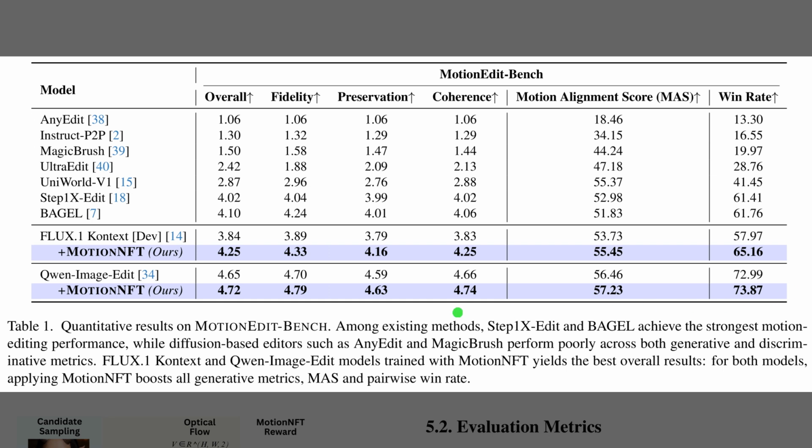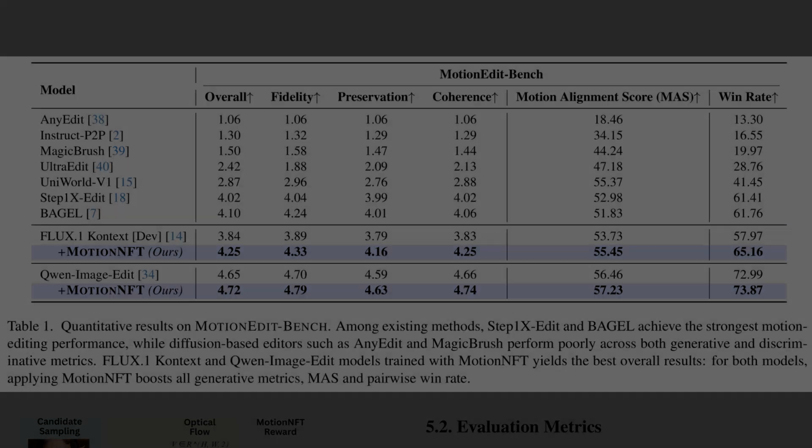The lower highlighted block shows a similar boost for Q1 ImageEdit, which climbs from 4.65 to 4.72 overall and from about 73 to 74% win rate, confirming that the motion-aware fine-tuning reliably strengthens both quality and motion fidelity.